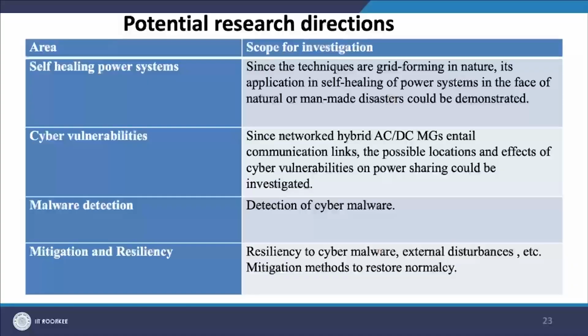The potential research areas in the field of hierarchical control techniques for hybrid AC-DC microgrids are self-healing power systems, which ensures the stability and reliability of the system during natural and man-made disasters. Cyber security of microgrids, such as detection of cyber attacks, mitigation of cyber malware, and investigation of cyber vulnerabilities on power sharing.